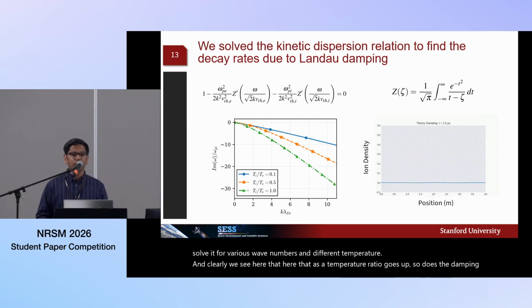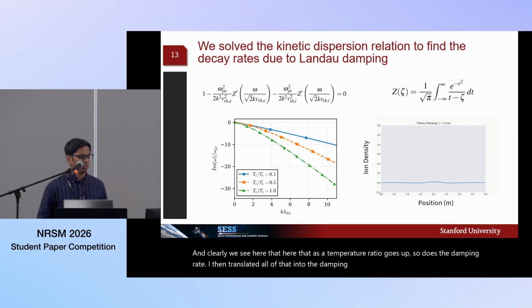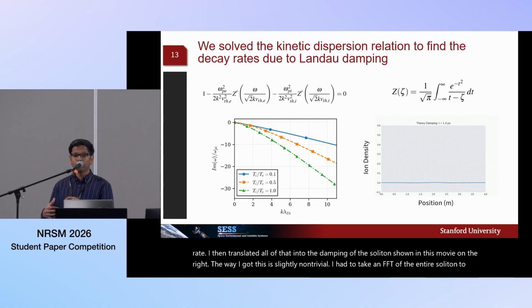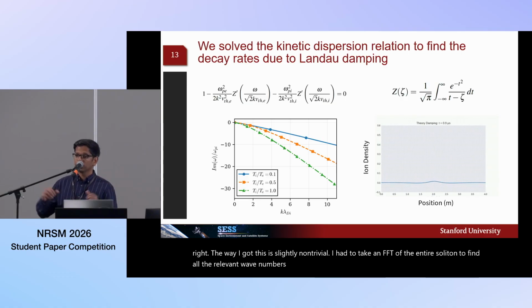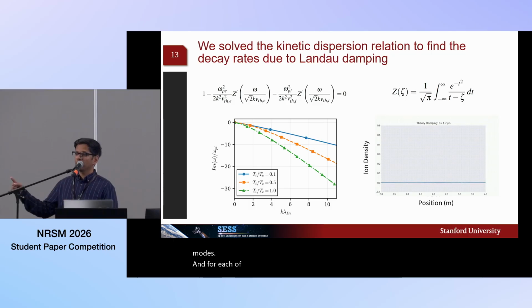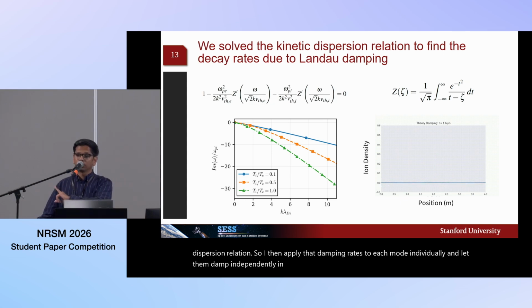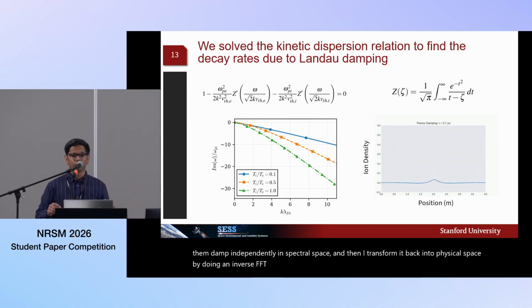I then translated all of that into the damping of the soliton shown in this movie on the right. The way I got this is slightly non-trivial. I had to take an FFT of the entire soliton to find all the relevant wave numbers because the soliton is a superposition of many different wave modes. And for each of those wave numbers, there is a corresponding damping rate given by the dispersion relation. So I then apply that damping rate to each mode individually and let them damp independently in spectral space. And then I transform it back into physical space by doing an inverse FFT, and that's what's shown over there.